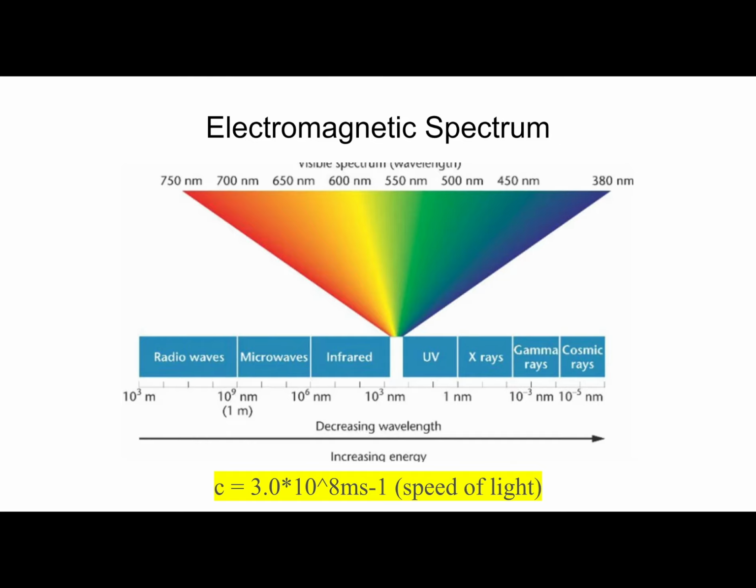There is a similar characteristic across all these waves, as light travels at the same speed. Light travels at a speed of 3.0 times 10 to the 8th power meters per second, and this is for all of the electromagnetic spectrum.